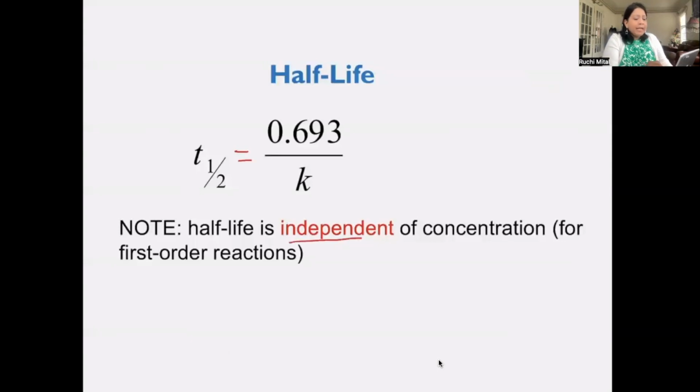Half-life is independent of the concentration of your reactant, right? Whether you have 100 grams of radioactive element or you have 1 ton of radioactive element, it is going to decay. If the half-life of uranium is 1.3 billion years, it is going to take that many years to decay by half.